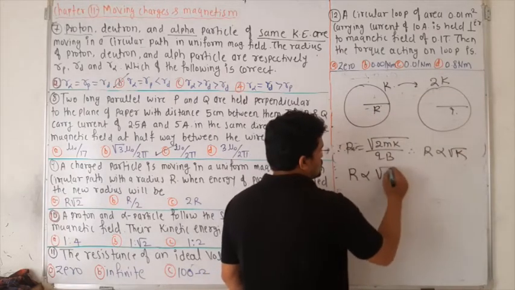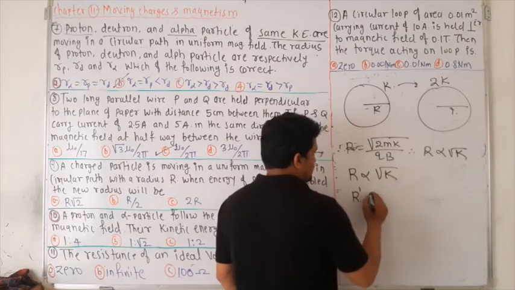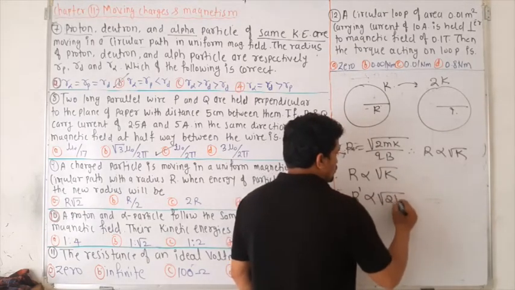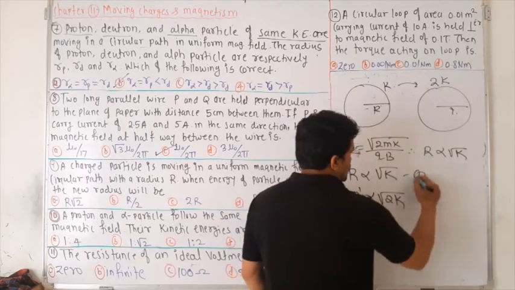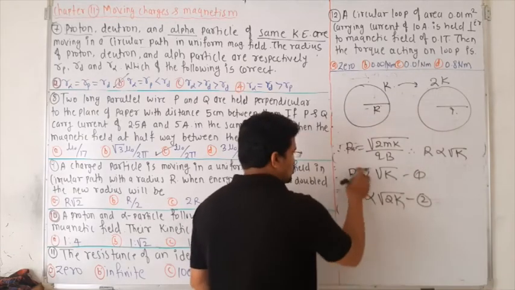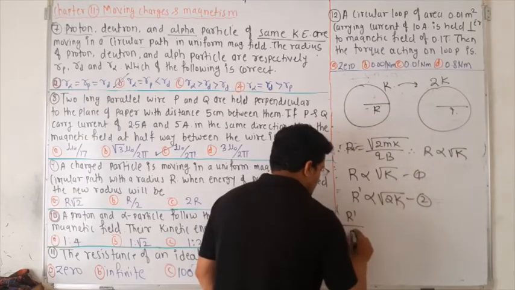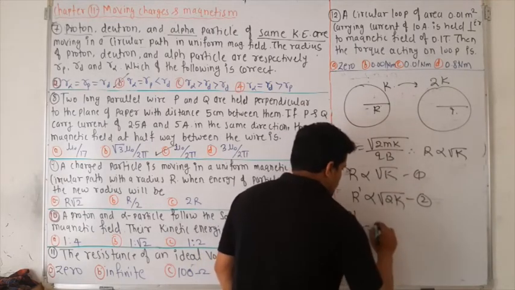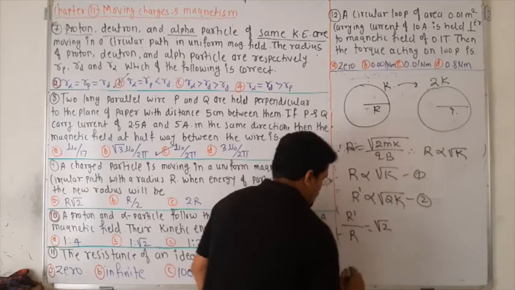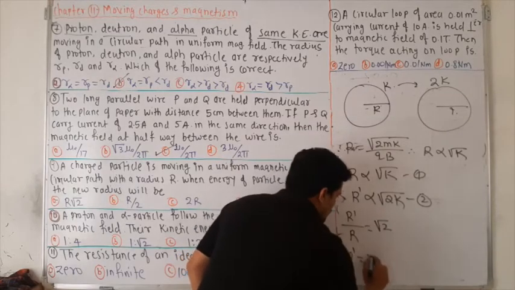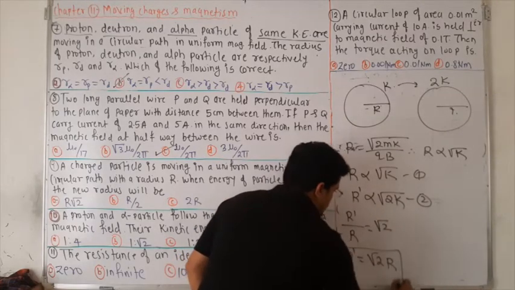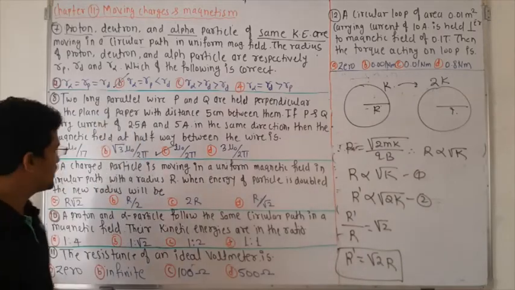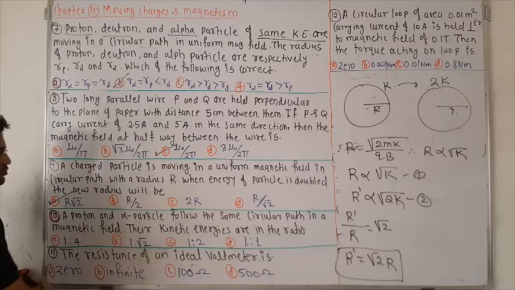R is directly proportional to root k, and the new radius will be directly proportional to root 2k. So equation 1, equation 2. Equation 2 divided by 1, r dash divided by r is equal to what? This divided by this, so k will cancel out. So root 2 will be left. Therefore the new radius is root 2 times r. Option A is correct.